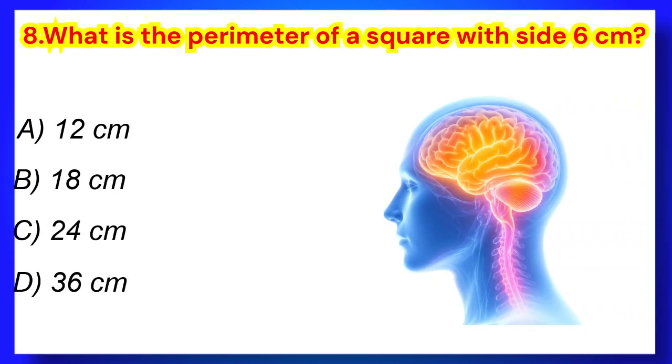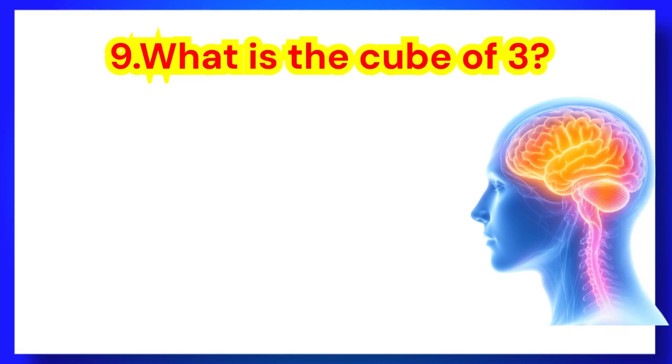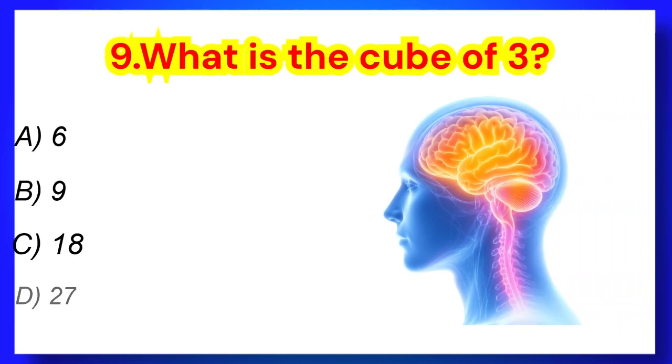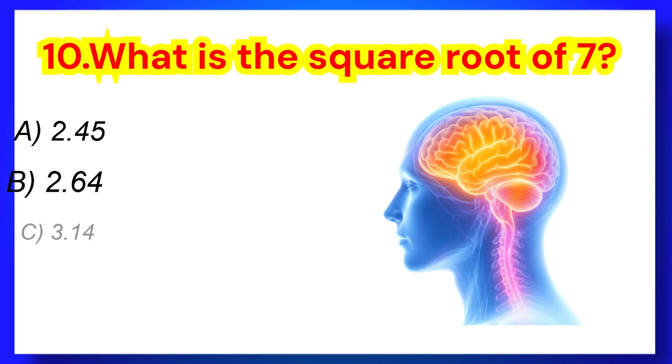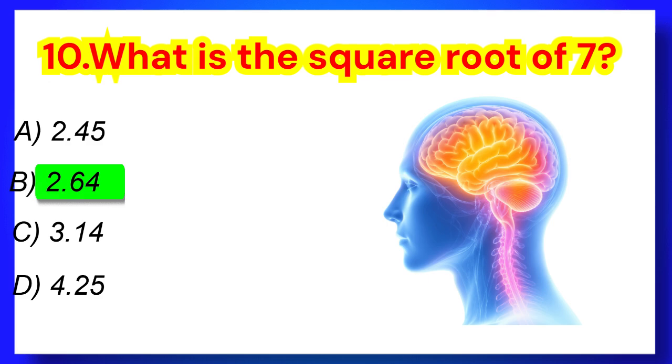What is the perimeter of a square with sides 6 centimeters? Correct answer, C. Question number 9. What is the cube of 3? Correct answer, D. Question number 10. What is square root of 7? Correct answer, B, 2.64.